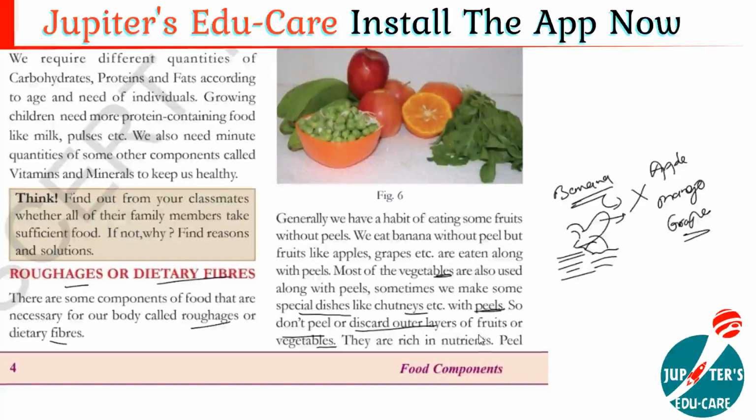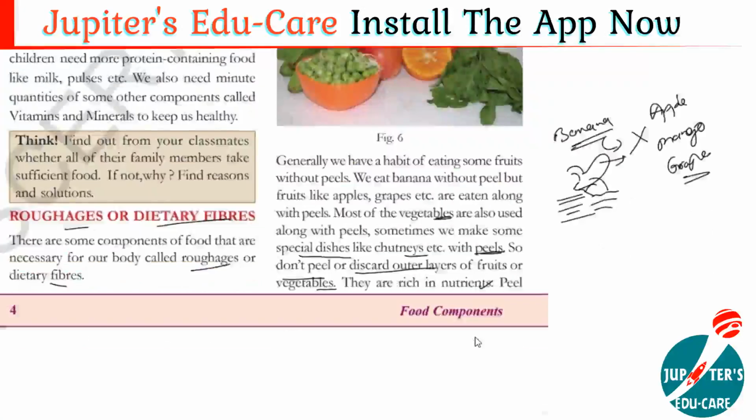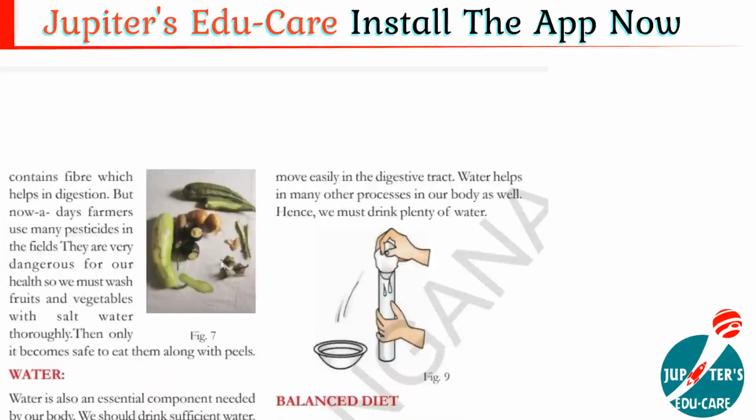Don't remove the peel. Along with the peel, you consume fruits or vegetables, whatever it is, that contain more nutrients and roughages. They help you. But you have to do one thing before eating them along with the peel. You must wash all the fruits or vegetables that you want to eat with the peel, and clean them, okay, wash them in salt water.